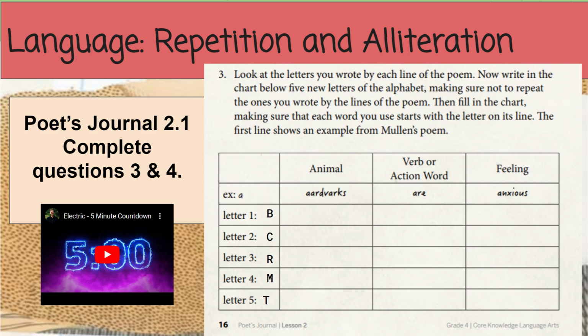So as you can see, letters 1, 2, 3, 4, and 5, I placed a letter that we would like you to concentrate on, and we would like you to fill in the chart for each one of those letters. So for the letter B, you're going to pick an animal. You're going to pick an action word that also begins with the letter B, and you're going to pick a feeling that starts with the letter B to kind of create your own alliteration. I'm going to start the timer for 5 minutes to give you some think time. Please record on page 16.